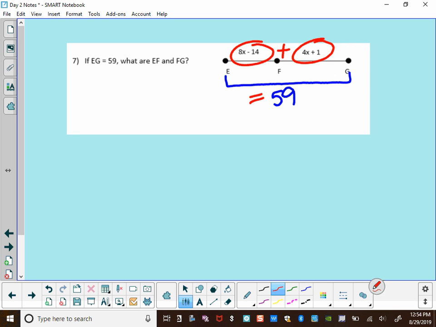We need to figure out what x equals, and then we can figure out EF and FG. So off to the side, you have plenty of space. We're going to do 8x minus 14 plus 4x plus 1 is equal to 59.